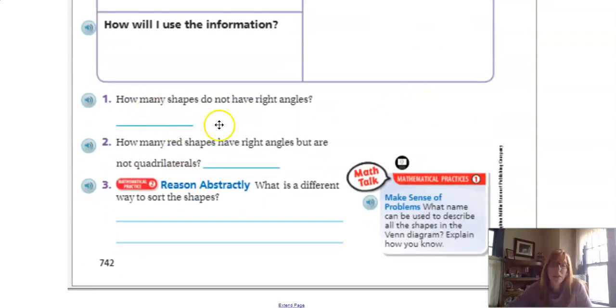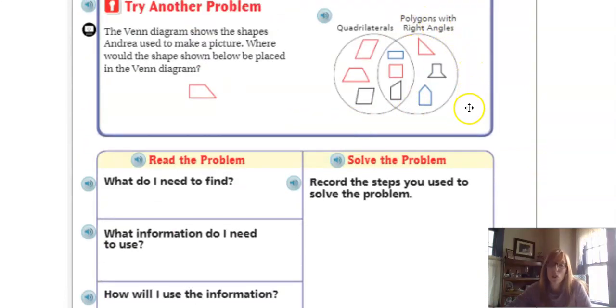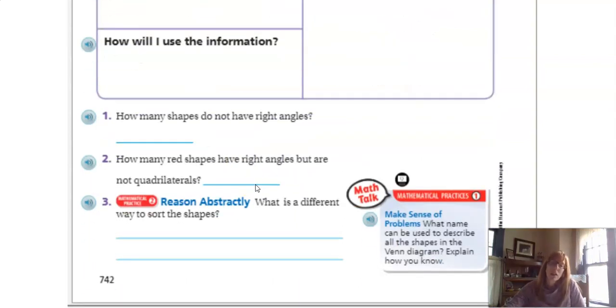How many shapes do not have right angles? So we have to go back up, find some that don't have a right angle. So if you look here, these have lots of angles, but no right angles. They have probably acute angles and maybe an obtuse angle. Right here, this doesn't have a right angle. And right here, this doesn't have a right angle. This trapezoid has obtuse and acute. So we have 3 that do not have right angles.